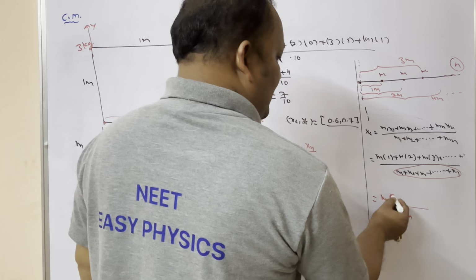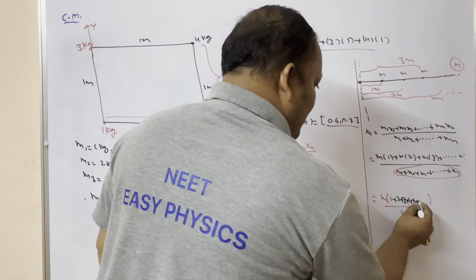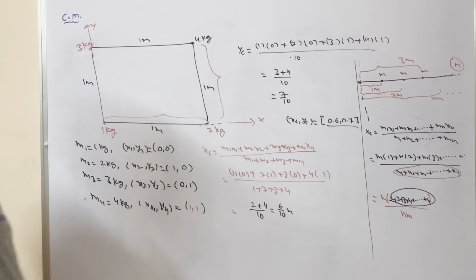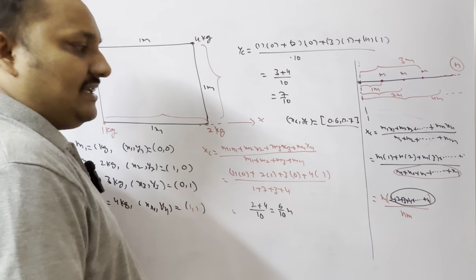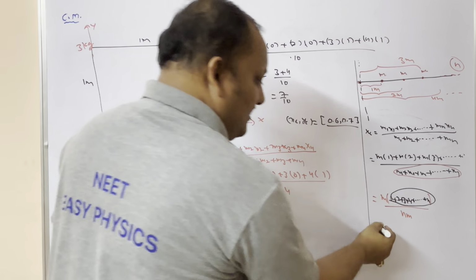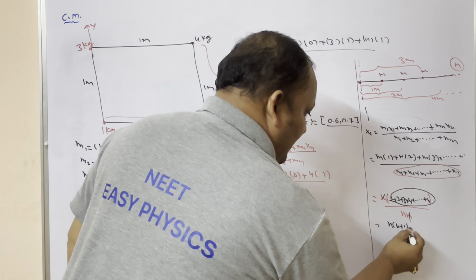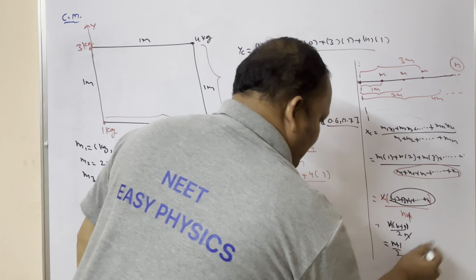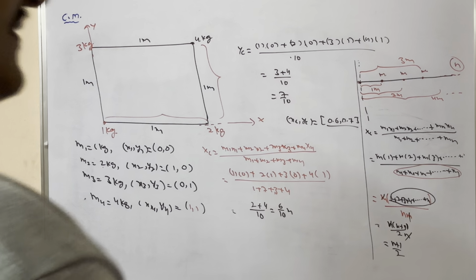If we take small m common in the numerator, what we get here is 1 plus 2 plus 3 plus 4 plus and so on n. This is the sum of n natural numbers. The sum of the first n natural numbers formula is there in the 10th class mathematics textbook. This is not related to physics; only the center of mass formula is related to physics. So this is mathematics. What is the sum of the first n natural numbers? n into n plus 1 by 2, divided by n. n will be cancelled. n plus 1 by 2. So that is going to be the position of the center of mass.